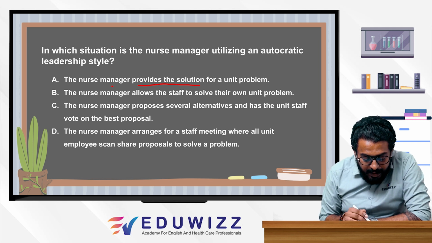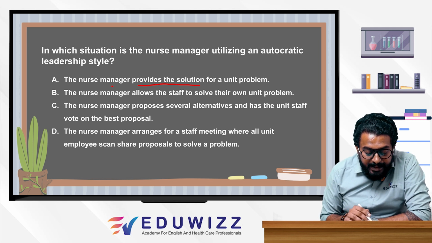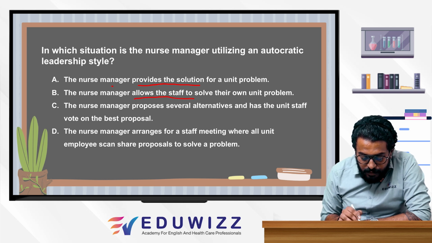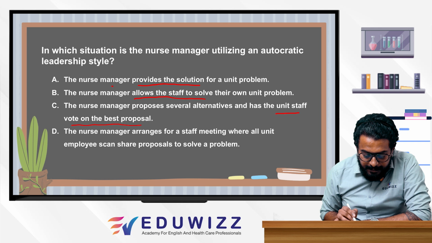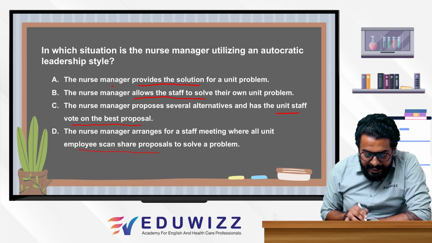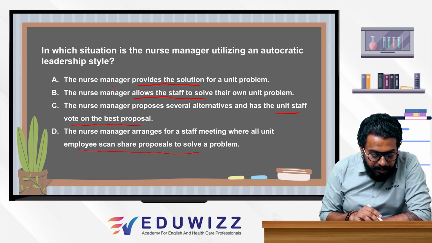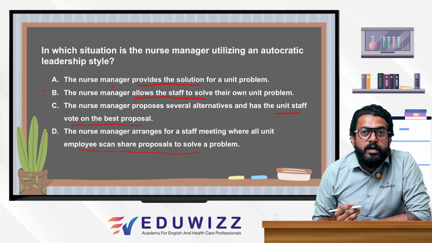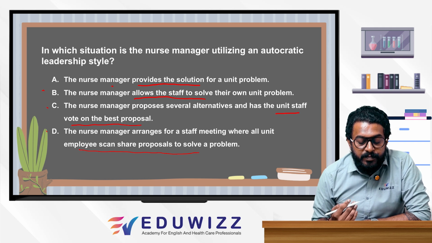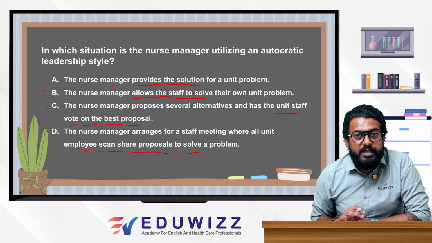And if you see the other three options, B, C and D, all of them allow the staff to solve their problems, and have the unit staff vote on the best proposal. All the employees can share their proposals. So options B, C and D allow the subordinates to give suggestions or give them the right to make decisions. So that comes under democratic leadership.